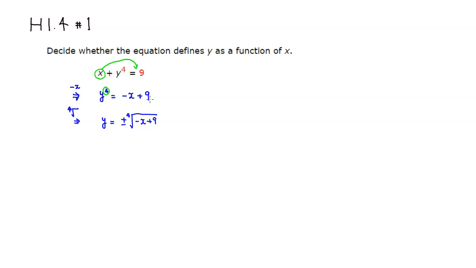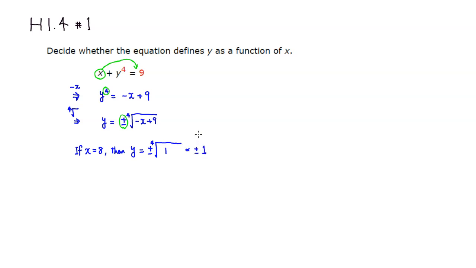So this is going to be a problem, because here you have a positive version and a negative version, and it's going to create a couple of corresponding y values. For example, let's try something simple. I'm going to pick a nice number: say x happens to be 8. Since it's a plus or minus fourth root, you plug in 8, so it's negative 8 plus 9, which is just 1. The fourth root of 1 is 1, so you're going to get plus or minus 1.